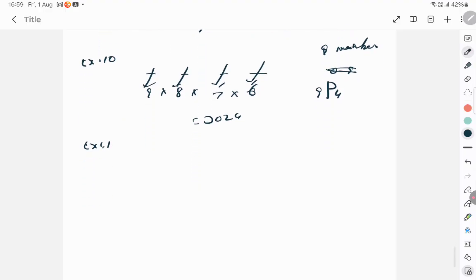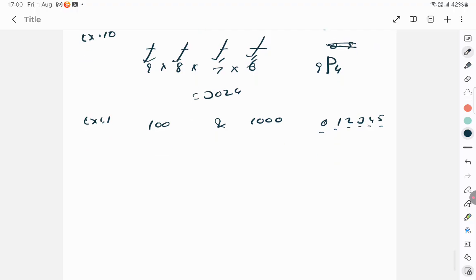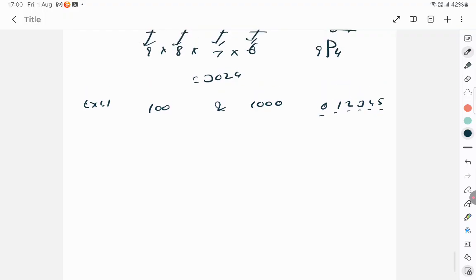Example 11: how many numbers lying between 100 and 1000 can be formed with the digits 0, 1, 2, 3, 4, 5? Between 100 and 1000 means you are not supposed to include 100 and 1000. So how many digits are there? 6 digits are there: 1, 2, 3, 4, 5, 6. If the repetitions are not allowed, good. No repetitions, okay? Repetitions are not allowed.